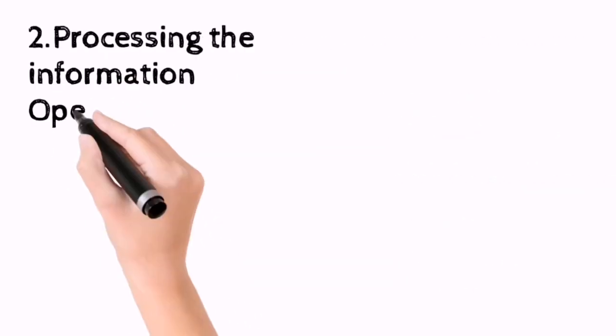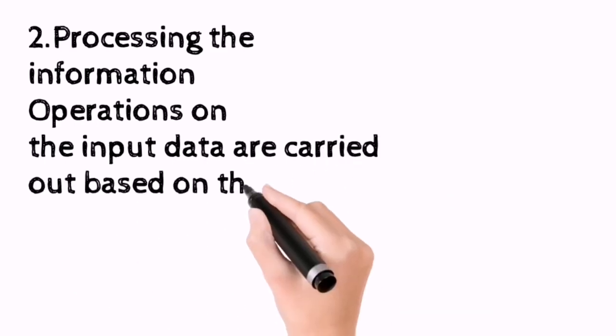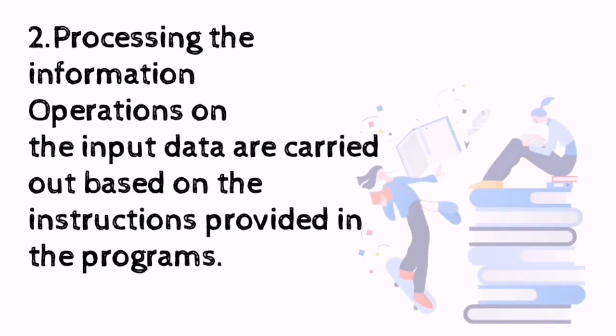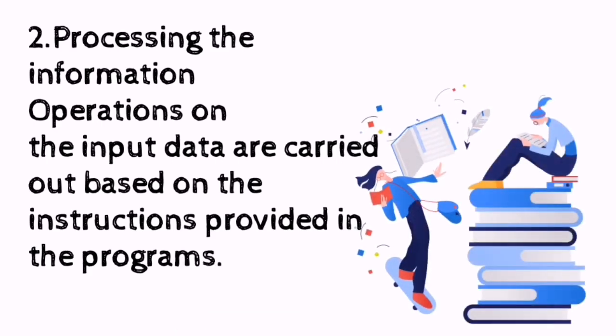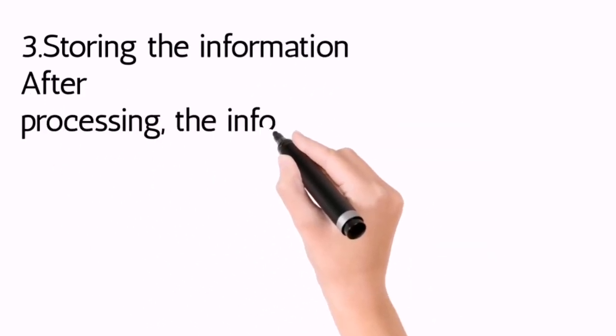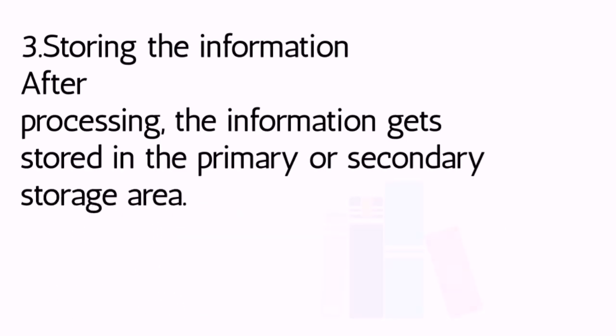Processing the information. Operations on the input data are carried out based on the instructions provided in the programs. Storing the information. After processing, the information gets stored in the primary or secondary storage area.